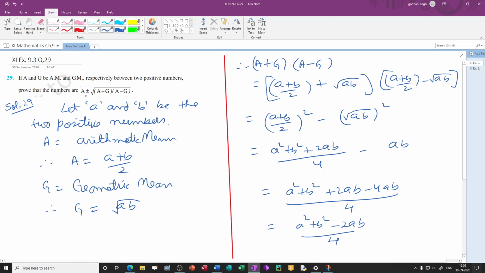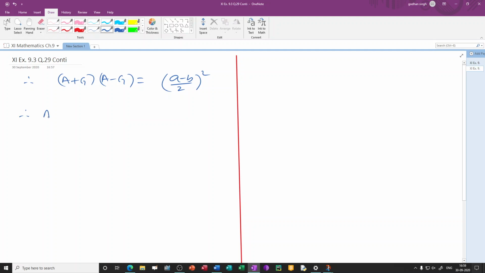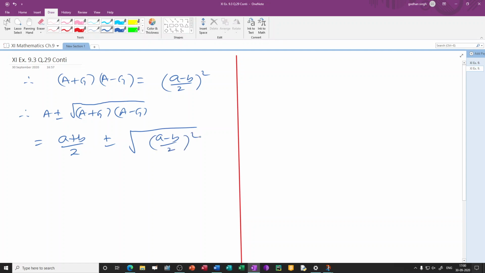So now next step we'll be solving this one, that is A plus minus square root of A plus G into A minus G. So therefore A plus minus A plus G into A minus G, and we'll take the square root of this portion, that is equal to, so there are two cases, so we'll write as A means a plus b, because what is our A is the arithmetic mean of small a and small b, so we will write the value of capital A here, that is a plus b by 2 plus minus and here we are getting a minus b by 2 whole square.